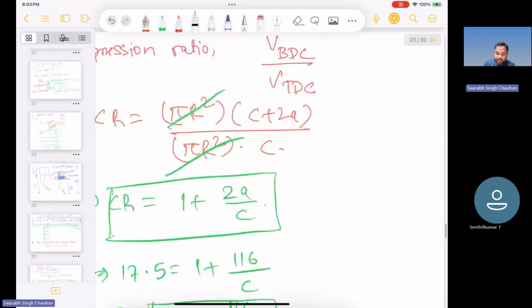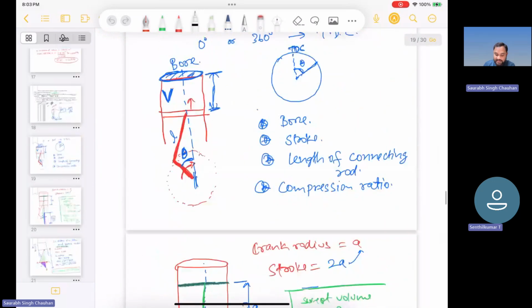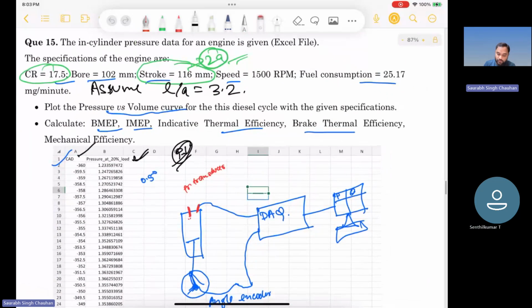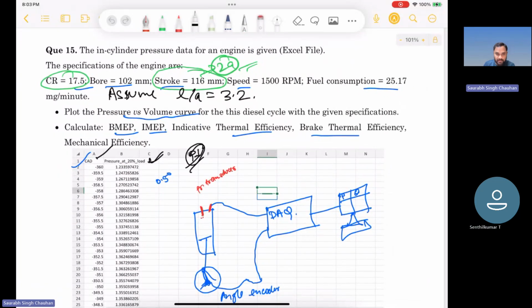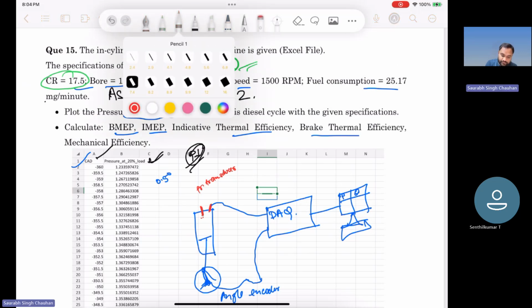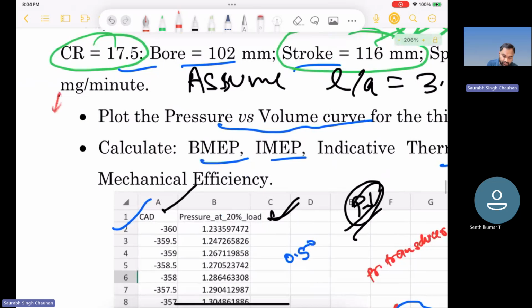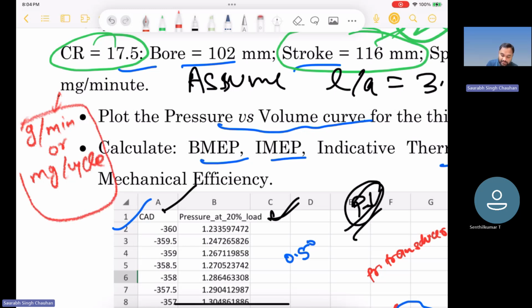Okay, now you have work done in one cycle. Now you have engine speed. So from engine speed you can calculate how many cycles there are in 1 minute, and you have the fuel consumption rate. It is given as 25.17 milligram per minute. I think there is some mistake. Either this should be gram per minute or it should be 25.17 milligram per cycle. Okay, either this should be gram per minute or milligram per cycle, because this is quite a small value.